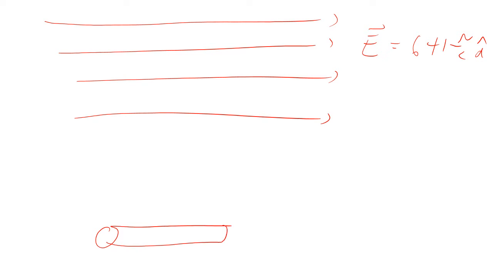First of all, let's assume that we have a uniform electric field. The electric field is directed to the right and is equal to 641 newtons per coulomb. Now let's say that I have a cylinder. The cylinder has some radius r and some length L. Let's say that r is 6.5 centimeters, and L is 35 centimeters.